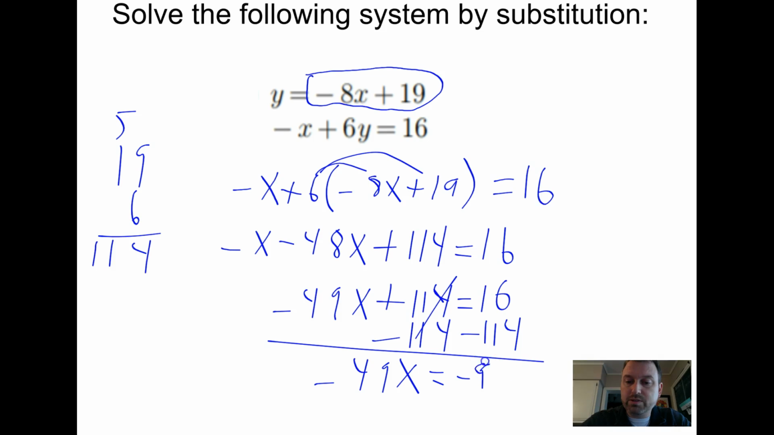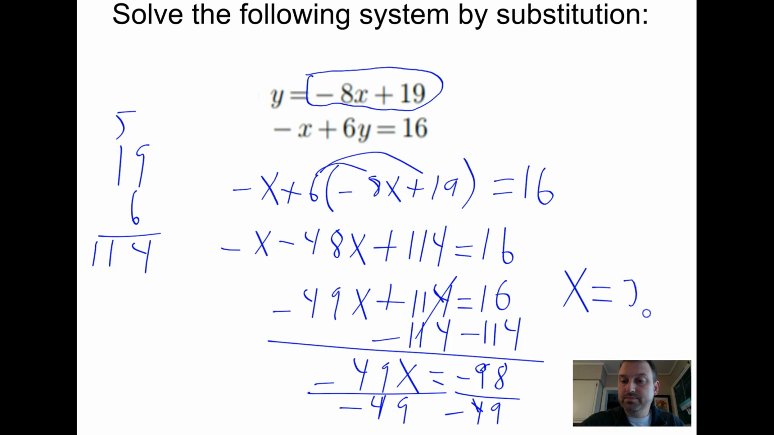Oh my gosh, this stupid thing sometimes. Divide by negative 49. Divide by negative 49. And you get x to be 2. Okay, but again, I don't want just x.